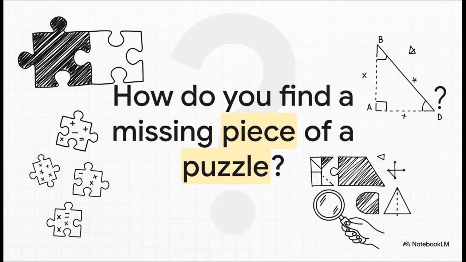Think of it like this. How do you find a missing puzzle piece? You don't just guess, right? You look at what you have, the shape of the gap, the colors on the pieces around it, and you find the one that fits perfectly. Finding a missing side in a triangle? It's the exact same idea.